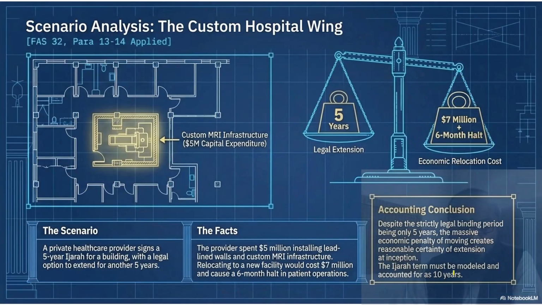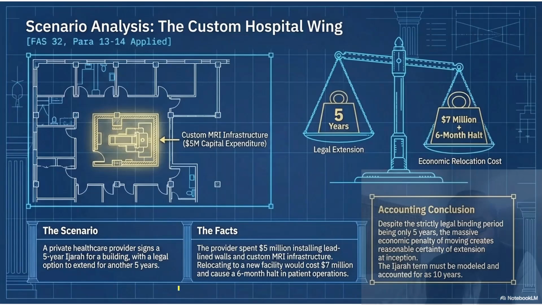And here is an example for this. The scenario is that a private healthcare provider signs a 5-year Ijarah for a building with a legal option to extend for another 5 years. Right. So now, what period should we take, 5 years or 10 years? The facts are that the provider spent $5 million on installation, including lead lining, walls, and custom MRI infrastructure. Relocation to a new facility would cost $7 million.